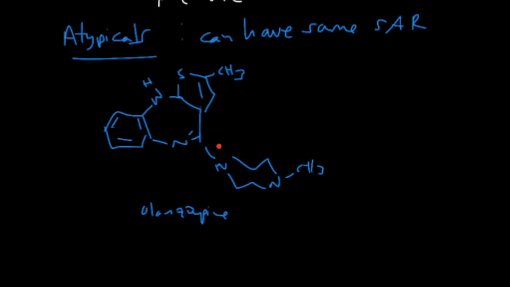You have your 3-atom chain, not necessarily carbon, all the way to your basic tertiary amine. So you have atom 1, atom 2, atom 3. And remember that your atom 1 always is the first atom coming out of the ring system. You have your sp2 hybridized carbon, and that's pretty much it. So they can have the same SAR as your phenothiazines, which can lead to them binding to the same receptors and having the same antipsychotic effects. They just don't follow most of the SAR of the phenothiazines.